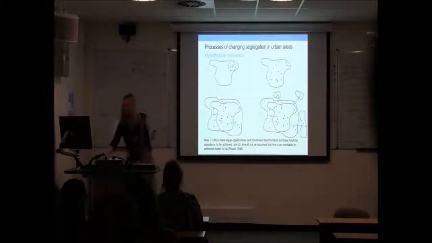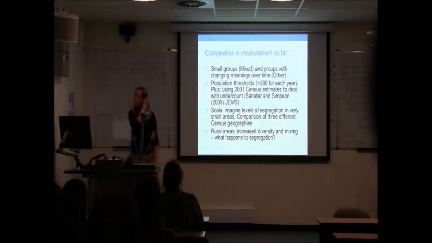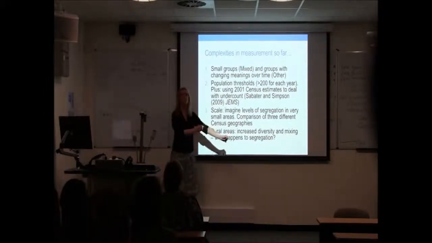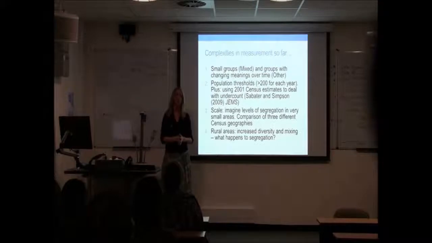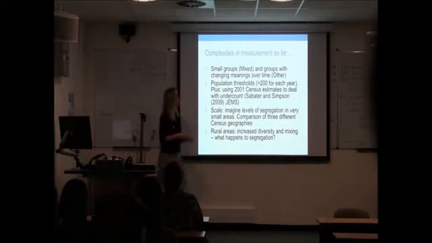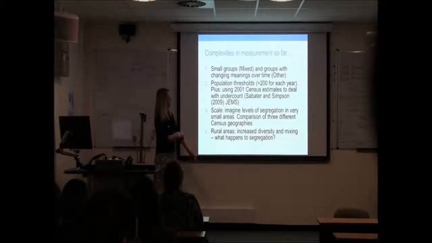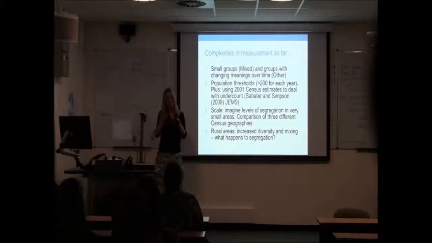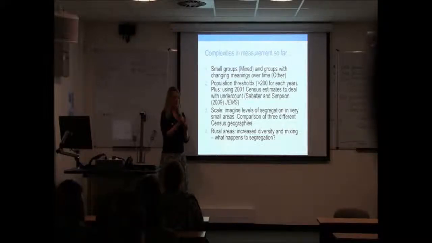Okay. So, complexities in that measurement so far. These are the kind of wee nitty-gritty things that you might want to think about. Small groups. The mixed groups are a vastly growing group in England and Wales. And I'll come back to the reasons for that in due course. So I grouped all the mixed ethnic groups. There are 4 mixed ethnic groups: mixed other, mixed Asian, mixed white and Caribbean, and mixed white and African.